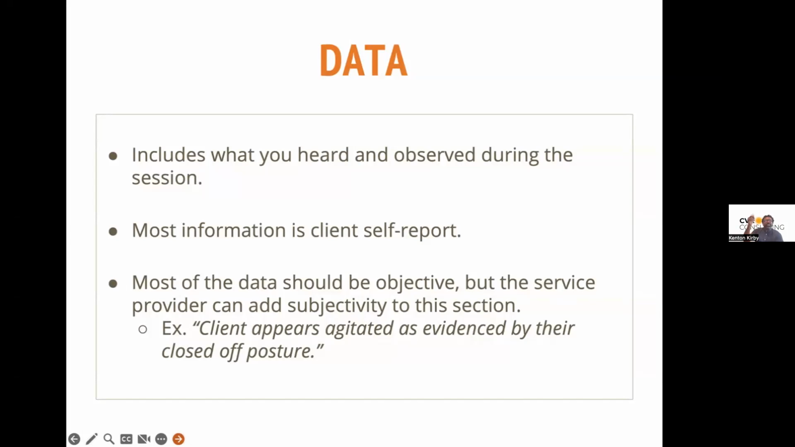So if you notice that you come in and the client appears agitated or angry, or if you give a feeling to it, you want to give some sort of disclaimer as to why. As evidence, and I always say this, is really helpful: as evidenced by, and then whatever you saw. Client appears agitated as evidenced by them walking into my office and giving me the finger, right?